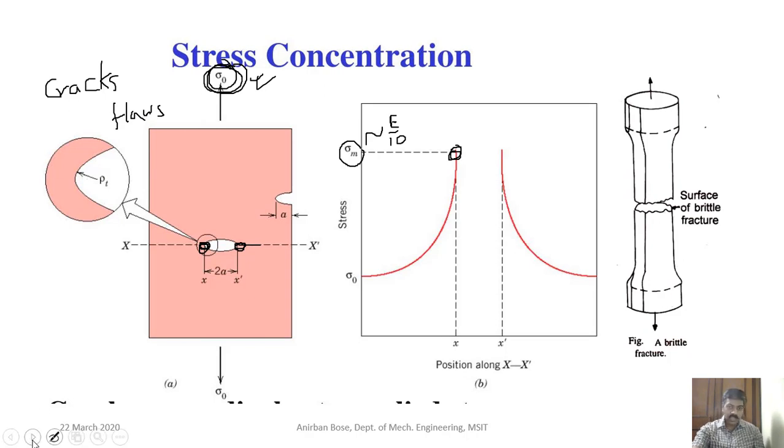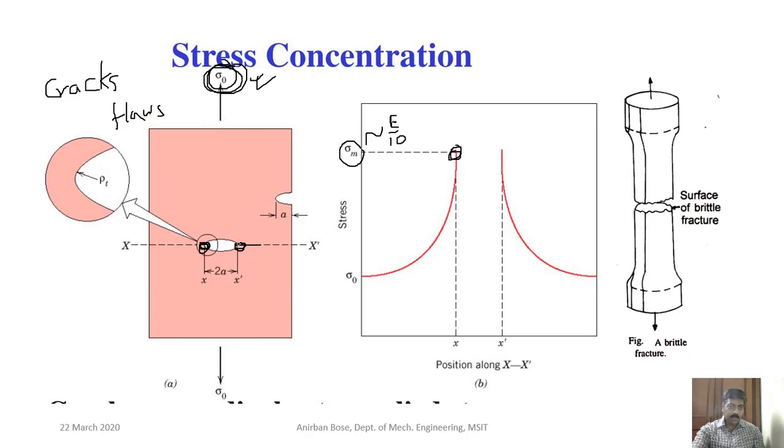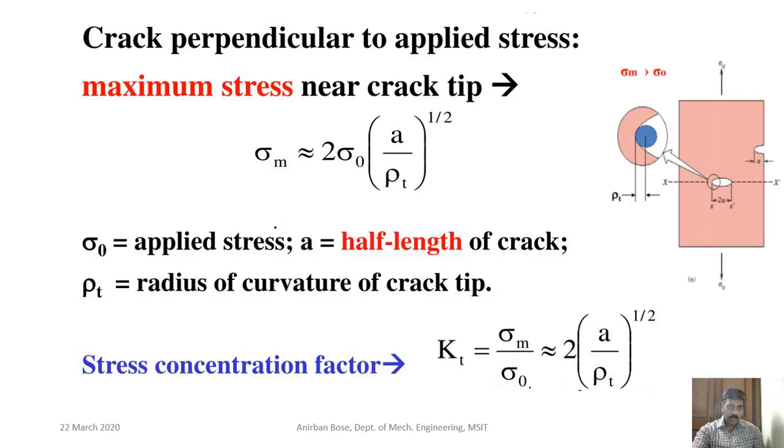Now let us try to understand the value of this maximum stress. We have seen that the maximum stress will be developed at the tip of the crack. So what will be that maximum value of stress? That can be found from this expression. Here this is the maximum stress that will occur at the tip, and it will be equal to 2 into nominal stress into A.